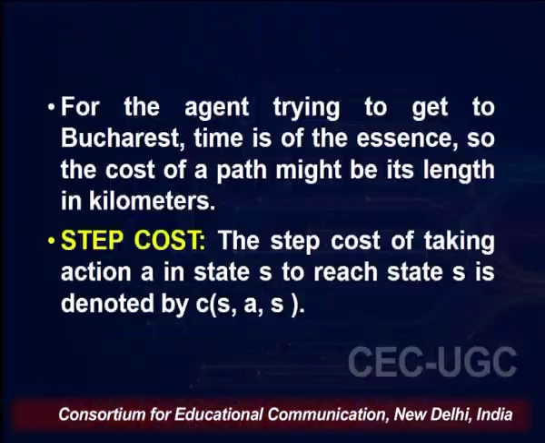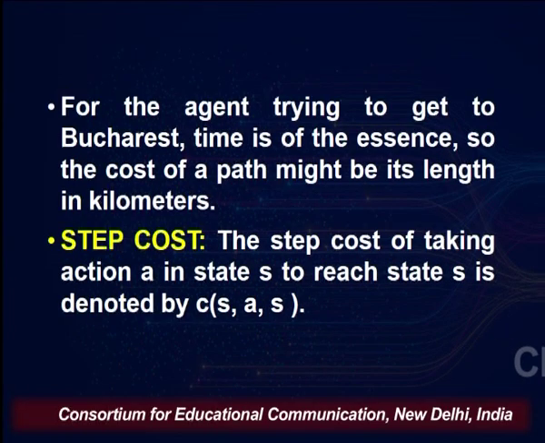Similarly, we have a step cost. The step cost of taking an action A in the state S to reach a state S dash is denoted by c(S, A, S dash). So, this is what your step cost is.